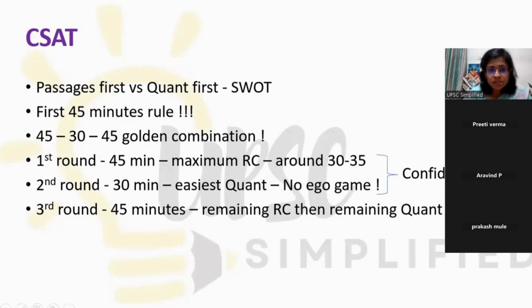So I always do this. I finish 40-45 minutes first thing RC. Then the next 30 minutes I will dedicate to those questions which I think are very easy. There are 10, 12, 15, 16 questions which are very, very easy, which are very much doable in the quant paper.